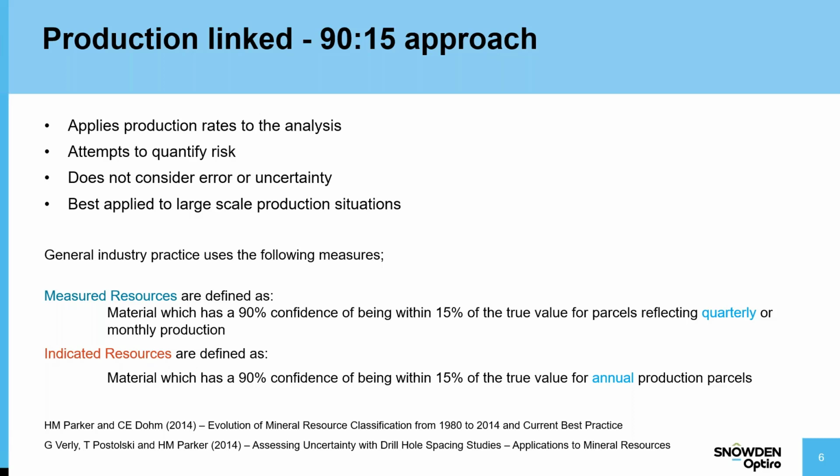The 90 represents the 90% confidence interval of a normal distribution, and the 15 represents 15% relative accuracy. The block sizes should be equivalent to annual, quarterly, or even monthly production, depending on the level of study. So your measured resource would apply a quarterly or a monthly production block size, and an indicated resource is equivalent to an annual production block size. So this approach is more sophisticated, but it still doesn't consider issues such as geological or metallurgical that might downgrade the resource, and it is more appropriate for large-scale production scenarios.